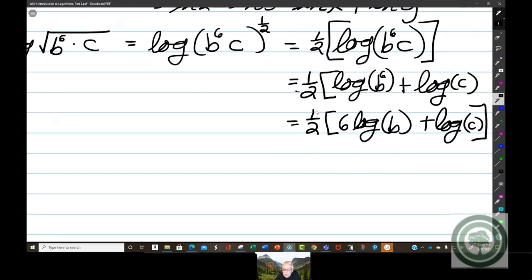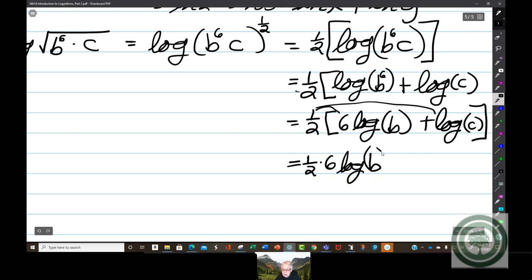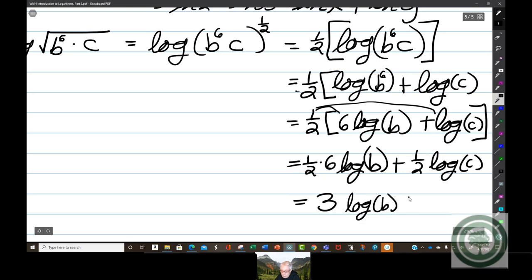Okay, so now I'm going to distribute the 1/2. So our final answer, well, our almost final answer, our penultimate answer. Okay, our almost final answer is 1/2 times 6 log b plus 1/2 log c. 1/2 times 6 is 3. So our final answer is 3 log b plus 1/2 times log c.